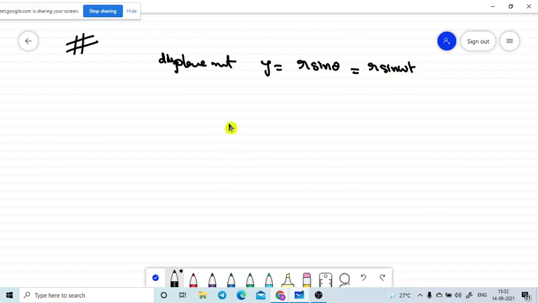So up to now, what we discussed: displacement, amplitude, and also time period, velocity, and acceleration. The velocity formula is v is equal to r omega cos theta. We are having acceleration a is equal to minus r omega square sin theta. These are the formulas we discussed.